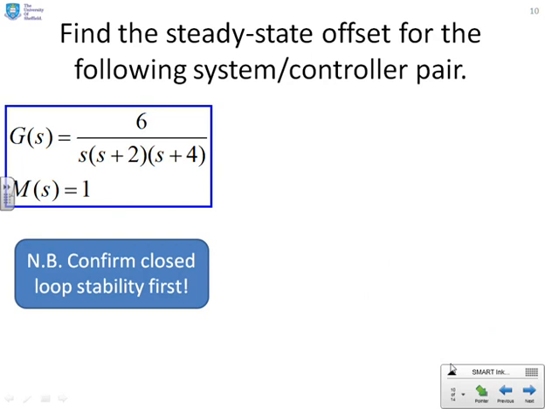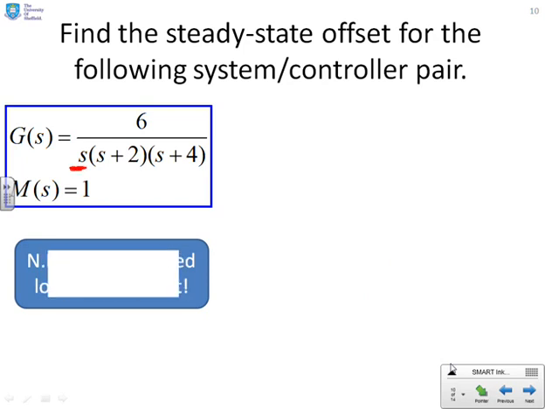Now look at this example here. I've got 6 over s, s plus 2, s plus 4, and you'll see it's the same as the previous example, except I've introduced an additional s, an integrator. Now this box keeps flashing at us. The software is obviously not very happy, and it tells us confirm closed loop stability first. That's what I need to do.